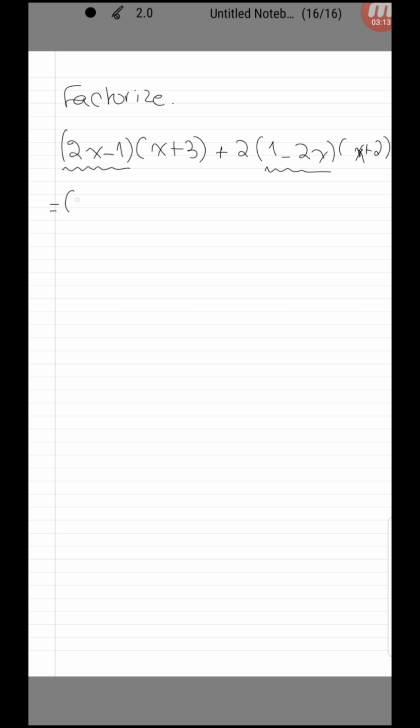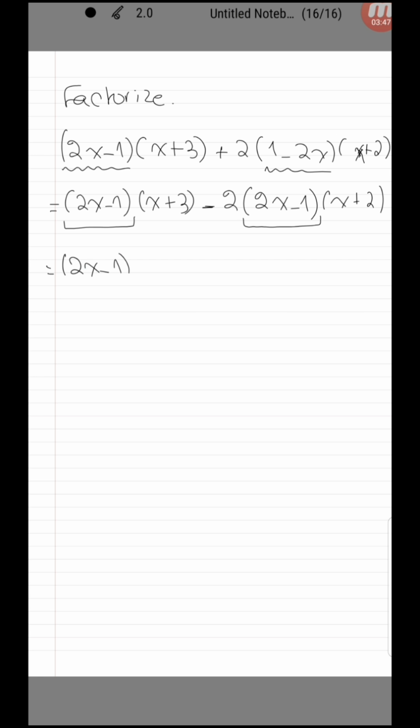So what I do is, I copy the first term as it is. Now, if I take minus as a common factor, I'm placing minus outside the parentheses. So plus times minus is minus, the plus will become minus. 2, and 1 minus 2x will become 2x minus 1, x plus 2. Now I have a common factor which is 2x minus 1. So I can take 2x minus 1 as a common factor.